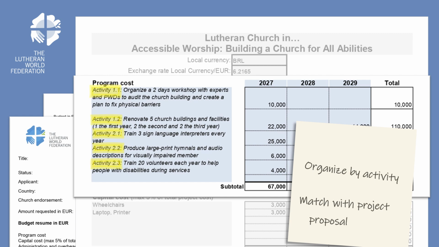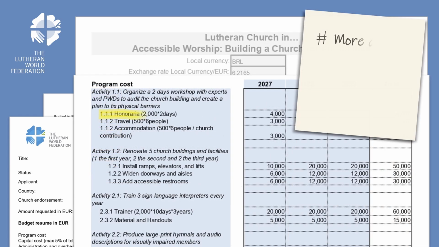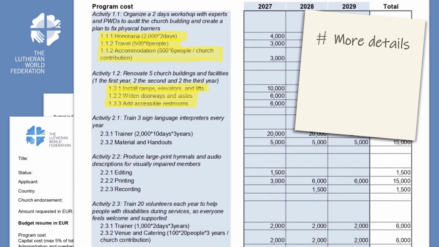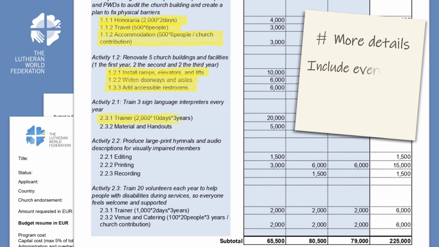If you need to, you can break each activity into smaller parts. This adds more detail and helps others understand what you will do and how you will do it. When organizing your budget by activity, make sure you include everything, and use numbers to show the connection between objectives and activities. Don't forget to check your maths.